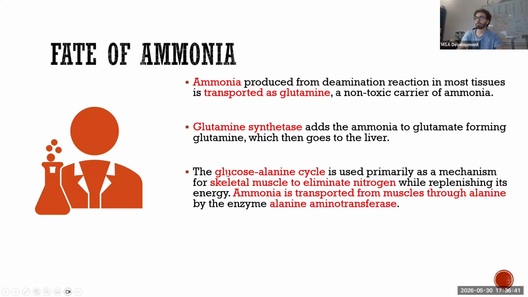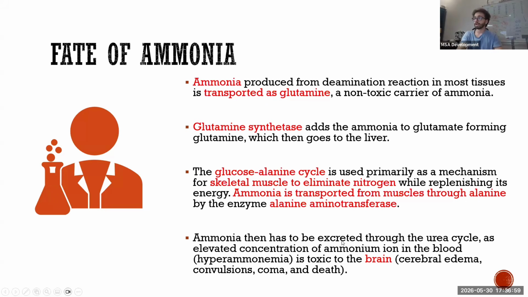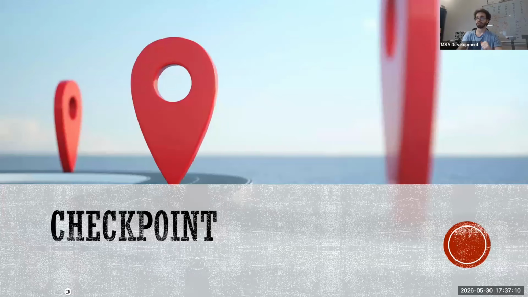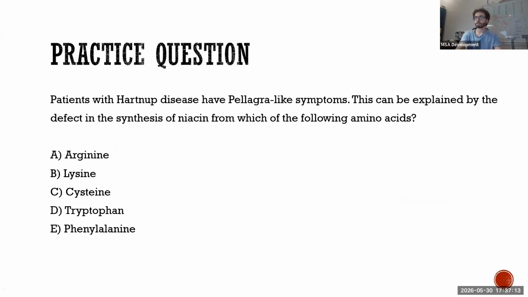Okay, I want you to know something called the glucose-alanine cycle. All I want you to know is that it is for skeletal muscles to eliminate nitrogen through alanine by the enzyme alanine aminotransferase. That's all I want you to know. Skeletal muscle, eliminate nitrogen. Alanine aminotransferase. Of course ammonia has to be excreted through the urea cycle because if it's elevated, it is toxic to the brain. Hyperammonemia causes death and cerebral edema and convulsions. It's terrible. All right? Checkpoint. This lecture is done. Easy, inshallah.